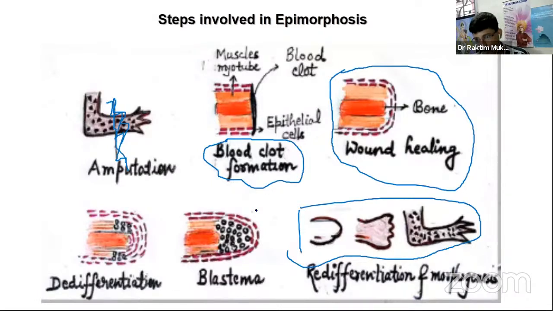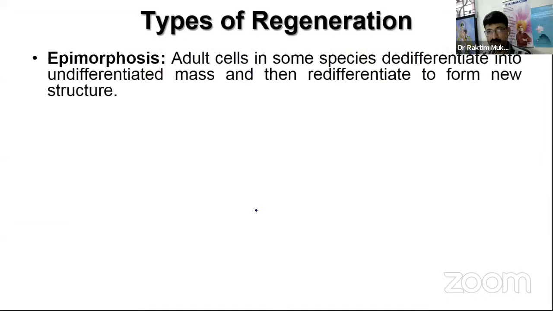Further, when you go, this is a very important slide. Based on this slide, so many questions from CSIR-NET can be answered. Just understand, you have the types of regeneration. First, again, I'm revising. Epimorphosis: adult cells in some species dedifferentiate into an undifferentiated mass, and after that they again redifferentiate to form new structure. Example, regenerating amphibian limb, that is epimorphosis.